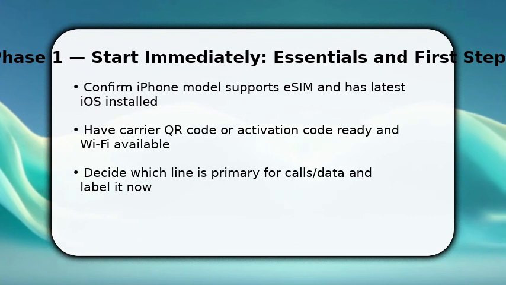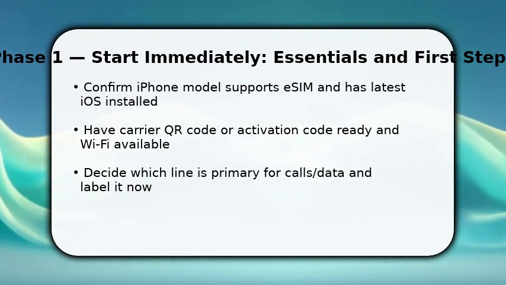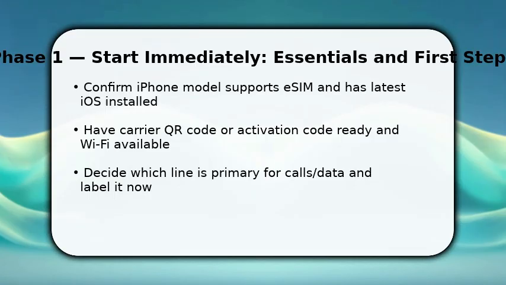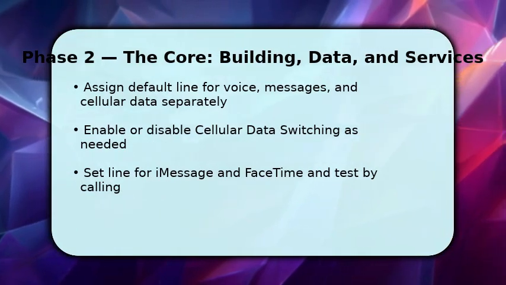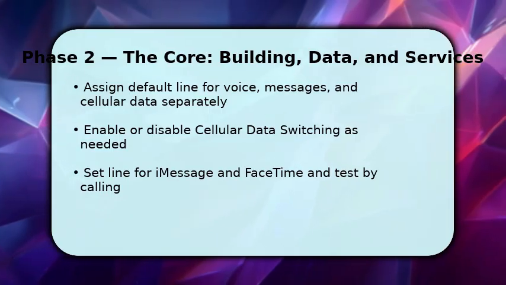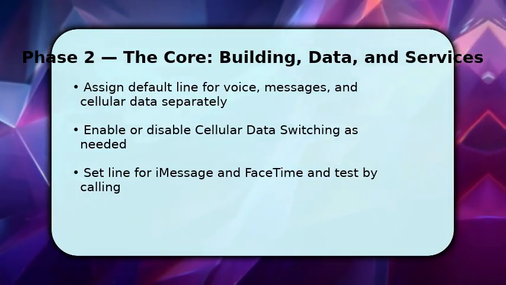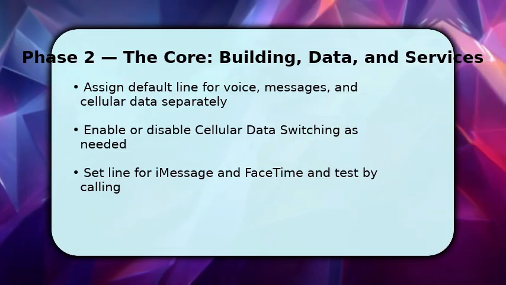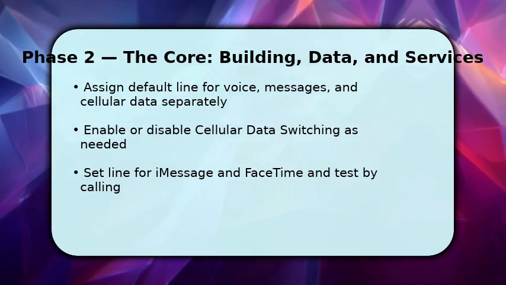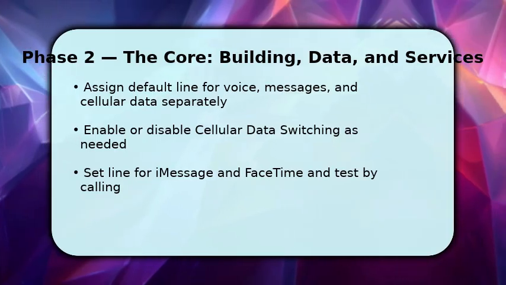Now you configure how the two lines work together. Go to Settings, Cellular, and select Cellular Plans to pick defaults. Choose which line handles voice and SMS, and separately pick your default for cellular data. This matters for billing and speeds. If you want automatic switching for calls when one line has no service, enable cellular data switching.